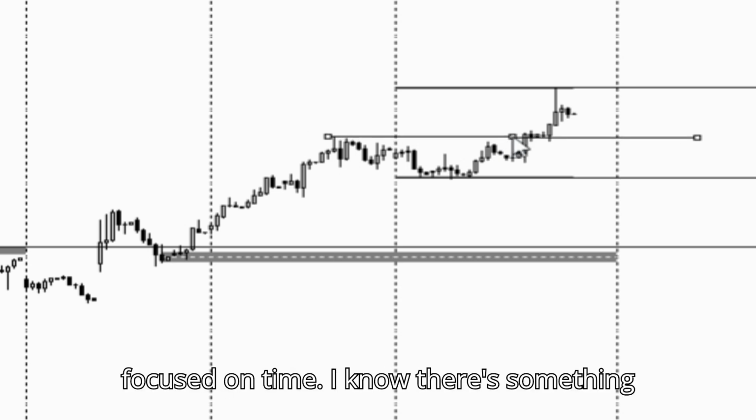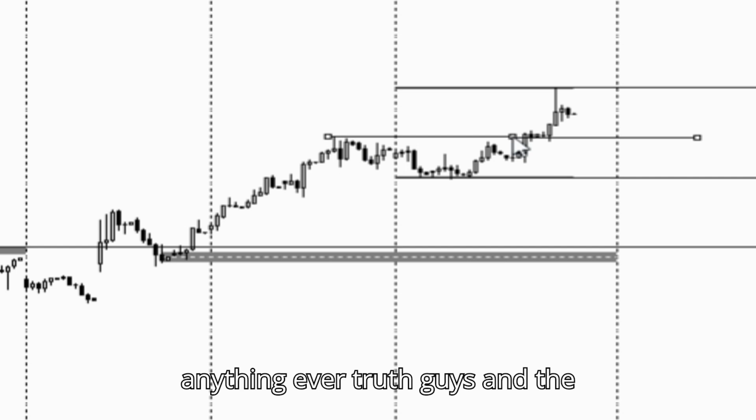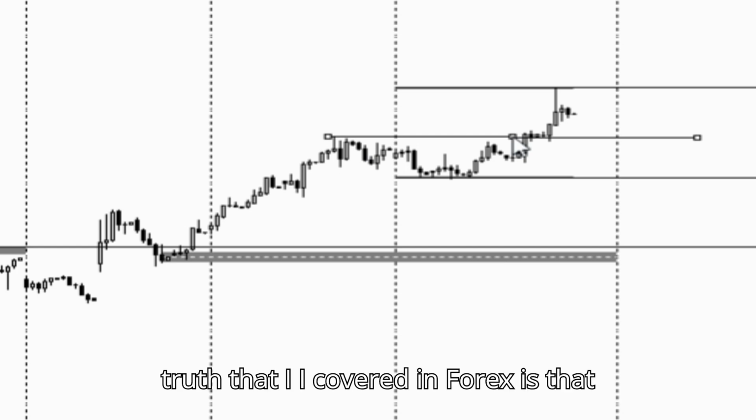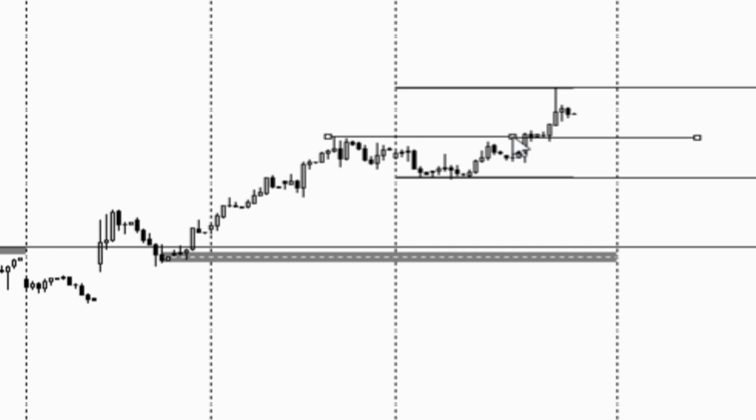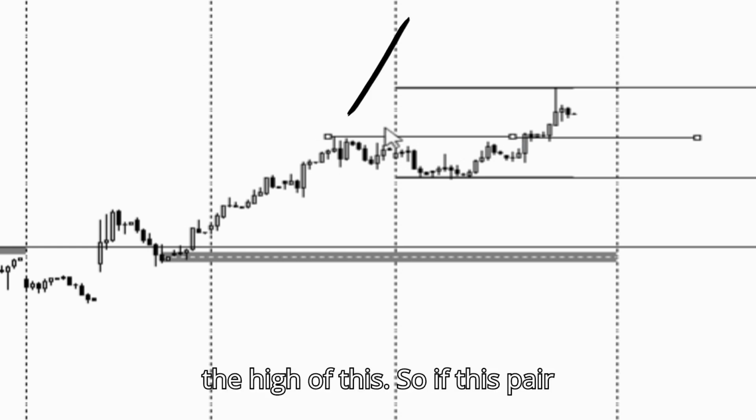I know there's something that makes sense. There's a distinction to this thing. Anything has a truth, guys. And the truth that I discovered in forex is that time runs everything in forex. So you see, it just broke the high of this.